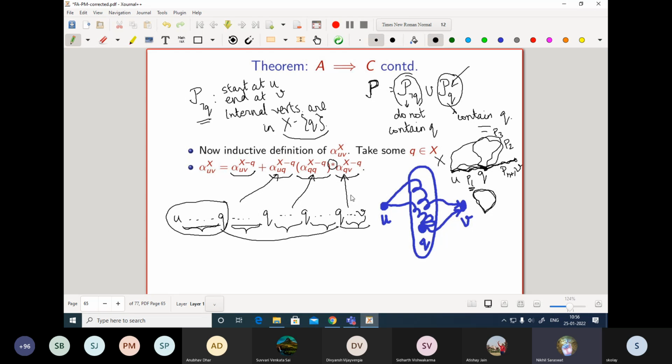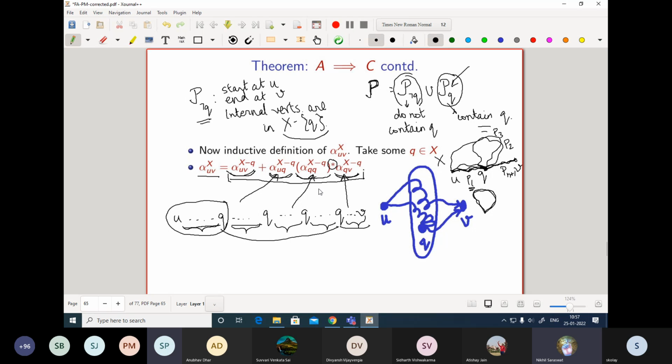Okay, so is it clear that this alpha UVX can be expressed as this regular expression: alpha UV X minus Q plus alpha UQ X minus Q, alpha QQ X minus Q star, alpha QV X minus Q, which is a regular expression because each of these are regular expressions and we are only taking operations over these regular expressions.